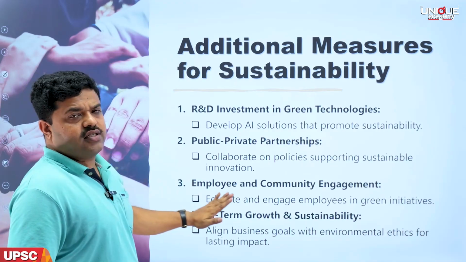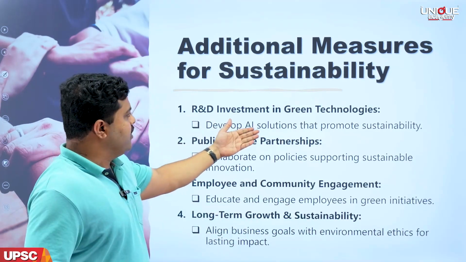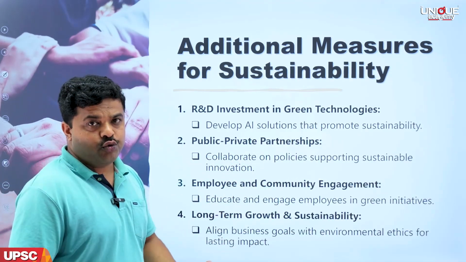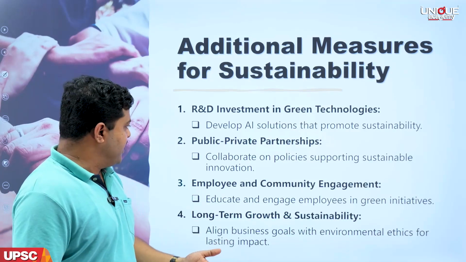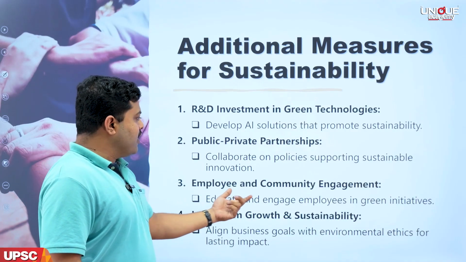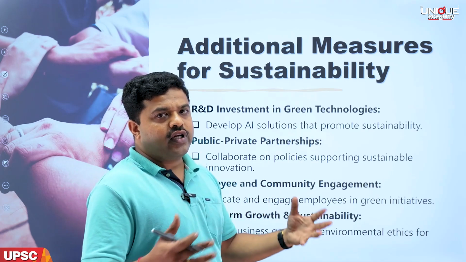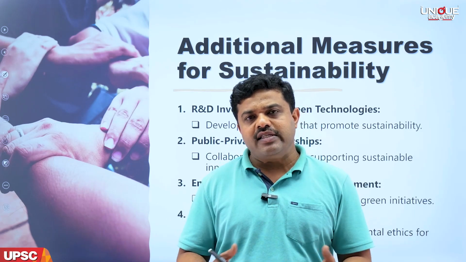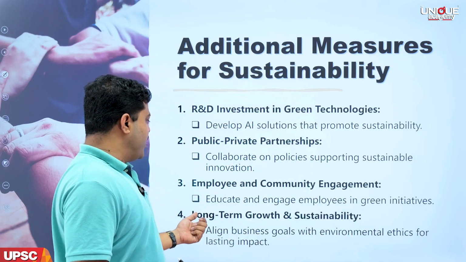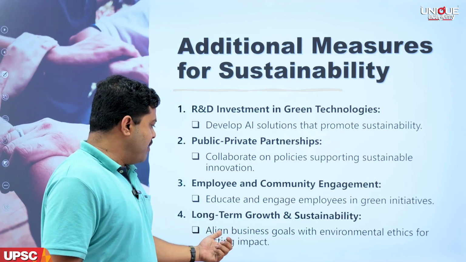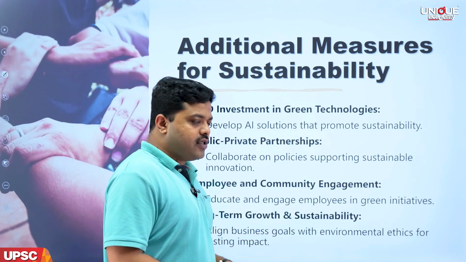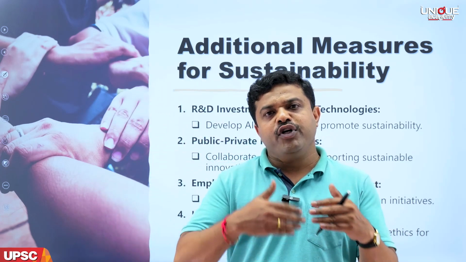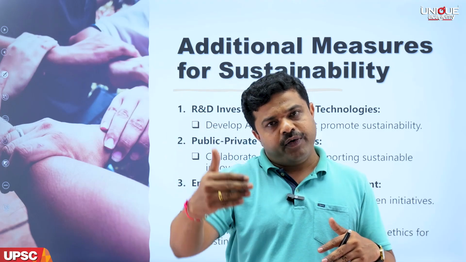What are the additional measures that you can employ? R&D in green technologies, public-private partnerships. So partnering with those people who are doing better than you and taking advantage of their expertise. Collaboration is needed. Employee and community engagement is needed. So you have to increase awareness of employees as to why it is necessary to take environmentally sustainable initiatives. At the same time, you have to engage with the public, and long-term growth and sustainability. Align your business goals with environmental ethics so that in future you may not face such a dilemma. So if you think in a visionary way, you can avoid this situation before time.